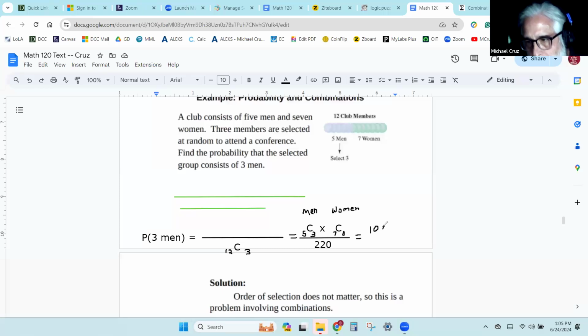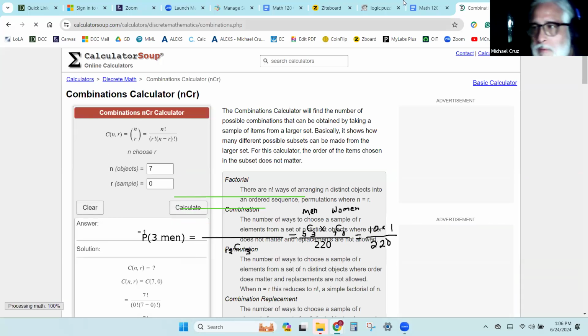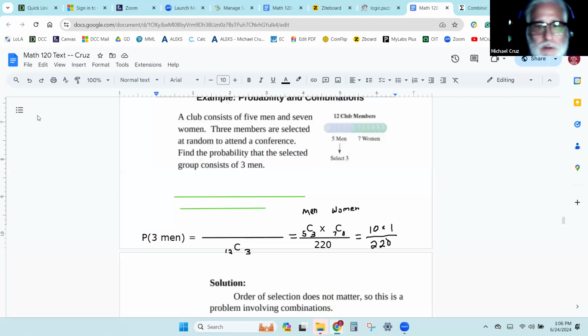And as I said, you're multiplying here times a 1, and I'll show you in a second that it is 1. If you're picking 0 out of 7, there's only one way to do it. Doesn't matter what you pick. If you're picking 0, there's one way to do it. Okay. So this is going to be 10 over 220. And we can knock off one of the zeros, and the probability would be 1 over 22.